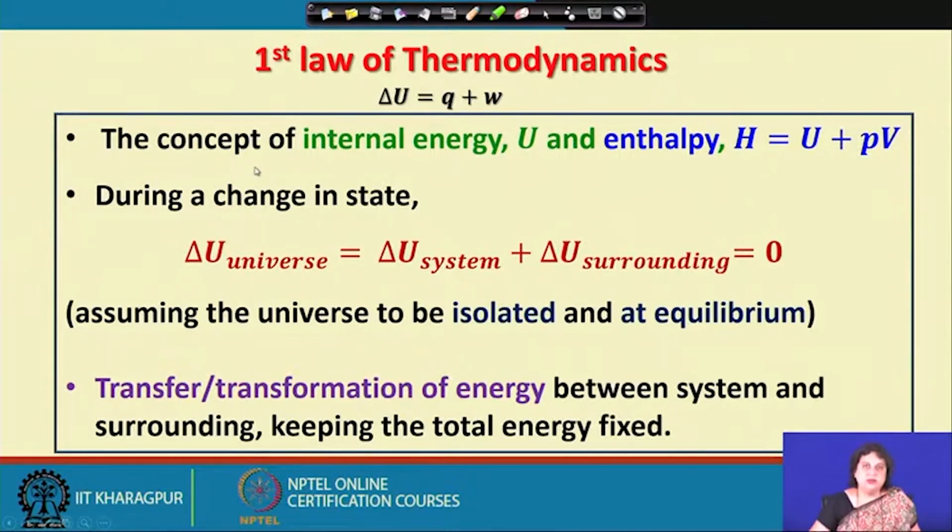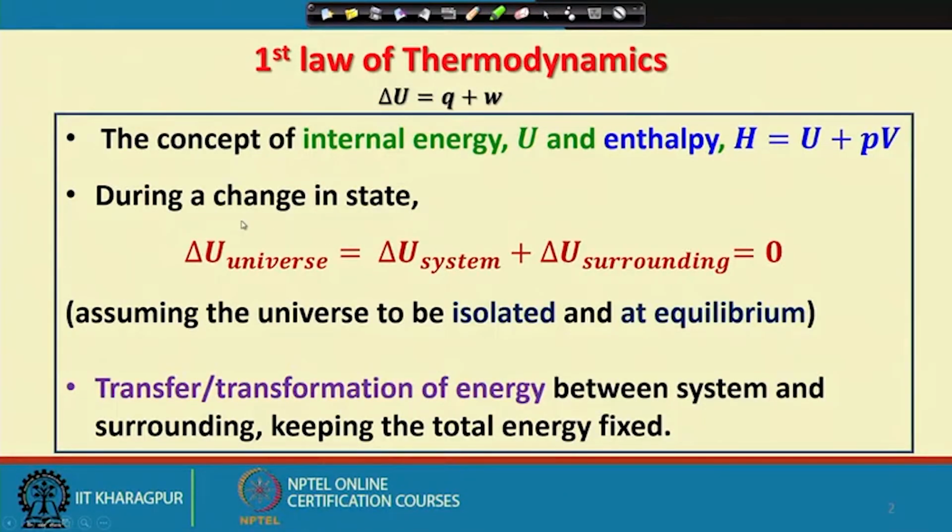So, the different pieces of information that we get from the first law are as follows. First, it introduces the very important concept of internal energy, and it also introduces another energy function, enthalpy, which is defined as the sum of internal energy plus an additional term, which is comprised of pressure and volume. We will come back to the importance of enthalpy as an energy function, but let us now go back and see how a change in state is described within the first law of thermodynamics.